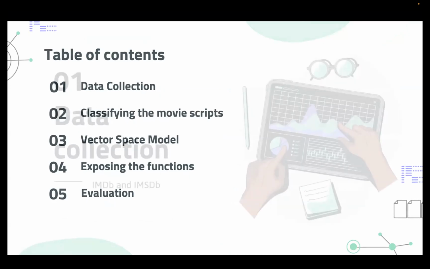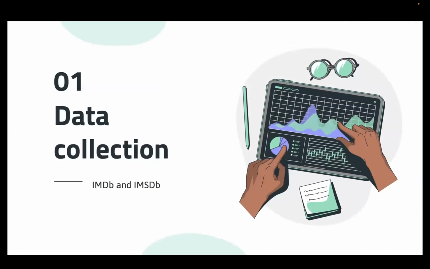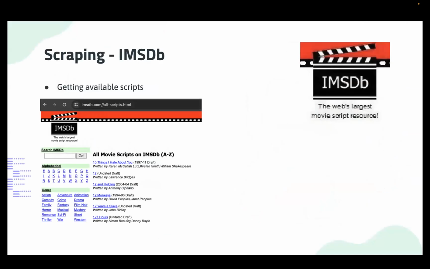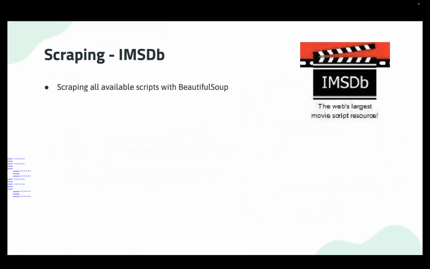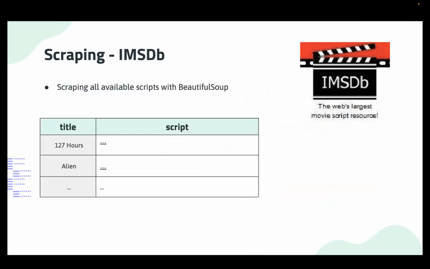We first talk about the data collection, which was the most important part. We based our database on IMSDB. We first got all available scripts from IMSDB. I think you all know this process. Then we had a table like this with the script link and the movie title. Based on that, we scraped all the movie scripts with Beautiful Soup, and then it looked like this.